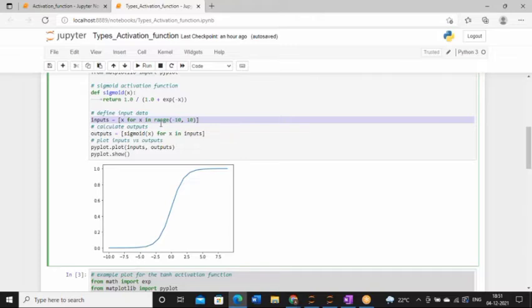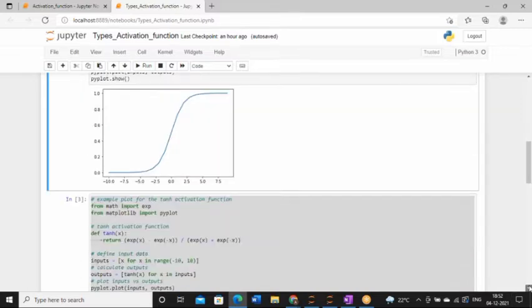Here I have just created the range of inputs and outputs, and I have plotted the sigmoid function. See, the sigmoid function looks like an S. That's why it is known as the sigmoid function, right? So this is another activation function. And after the sigmoid function, what activation function will we use? That is the hyperbolic tangent activation function.